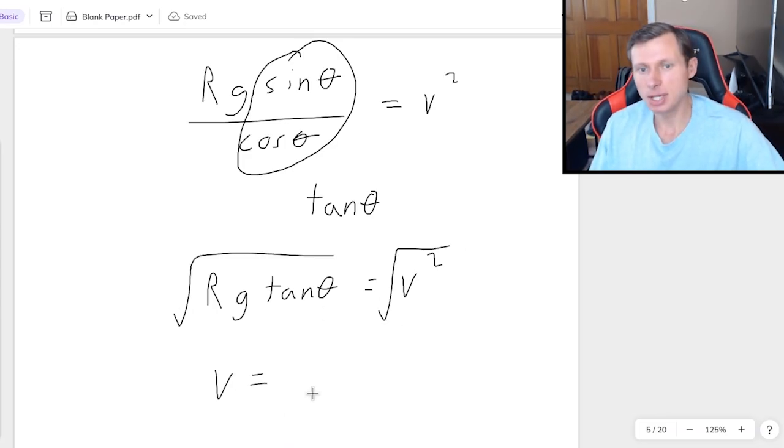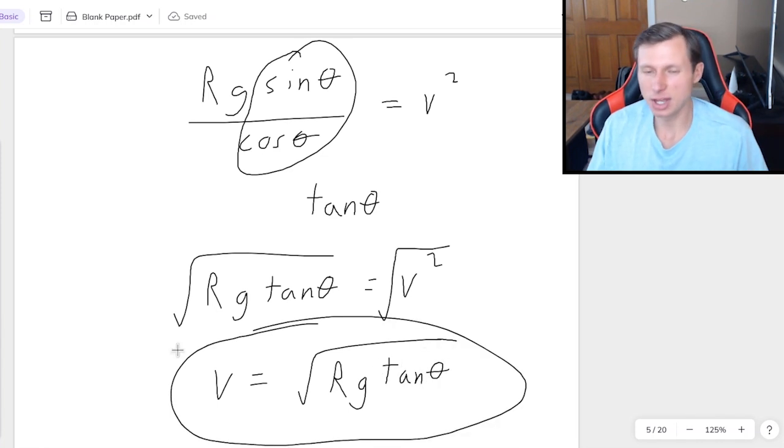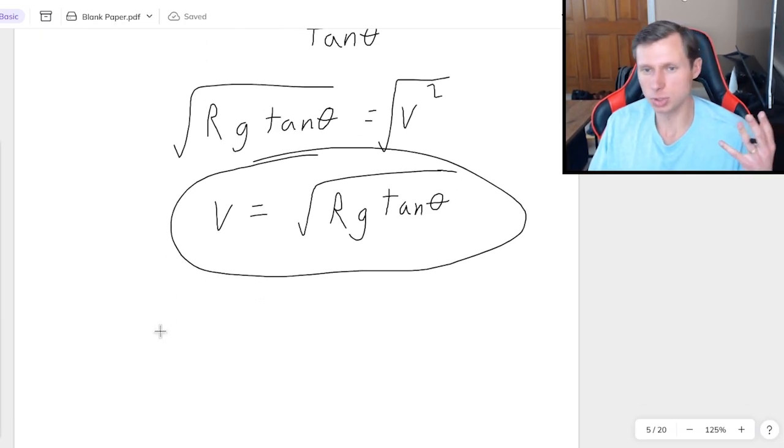So the max speed we can take this turn is the radius of this curve times g, acceleration of gravity, 9.8, times the tangent of the angle of the ramp. And there we go. That's how we solve one of the most notorious problems in all of Physics 1.